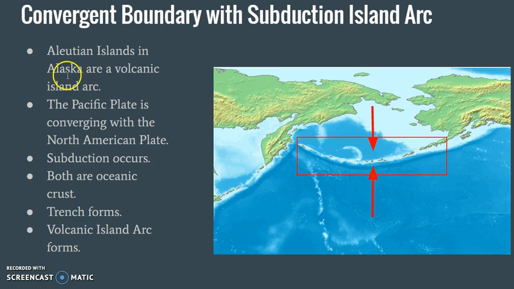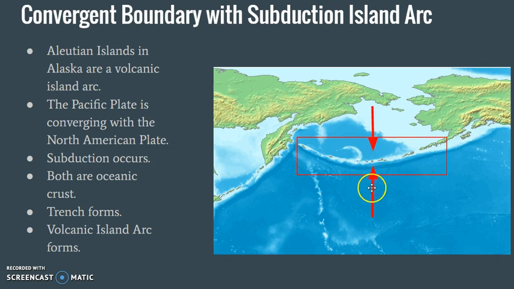The Aleutian Islands are a volcanic island arc, and the reason why they're an arc, you see how it makes a curve? That's called an arc. All of these islands right here are all volcanoes. All the way up into Alaska itself, there's volcanoes. They're all part of this island arc.